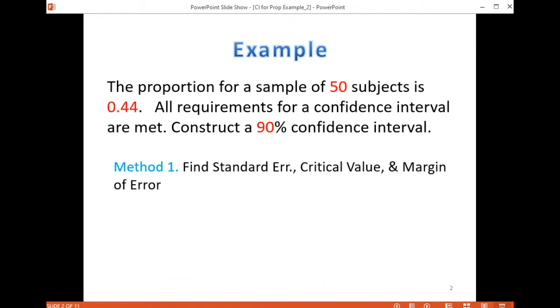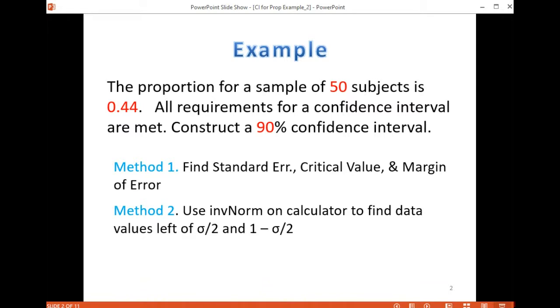Okay, so we have three methods we can use to find a confidence interval. One method is to find the standard error, the critical value, and the margin of error. I will explain these as we go along. The second method is to use inverse norm. Inverse norm is where you're given an area under the normal curve, and you're trying to find a z-score or a data value. We do this on the calculator to find values to the left of alpha over 2 and to the left of 1 minus alpha over 2.